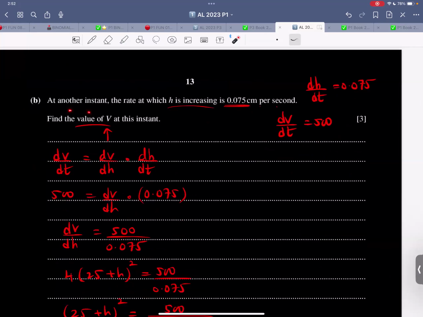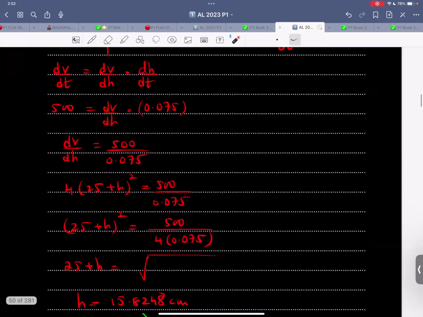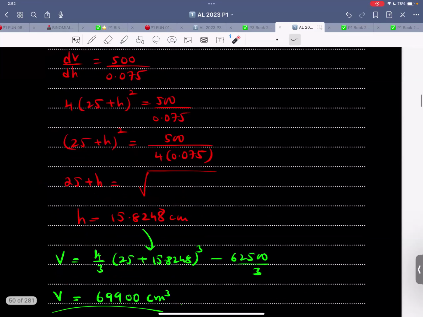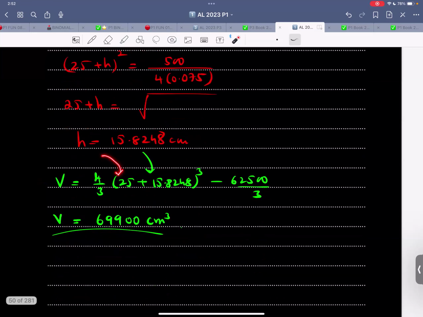At another instant, the rate at which h is increasing is this much. So now they have given us dh by dt. Find the value of V at this instant. So now dV by dt is the same. What am I doing? I have dV by dt, I have dh by dt. Let me find dV by dh, equate it to the expression of dV by dh. I'll find the value of h. I'll plug the value of h in the volume equation. I found the value of volume.